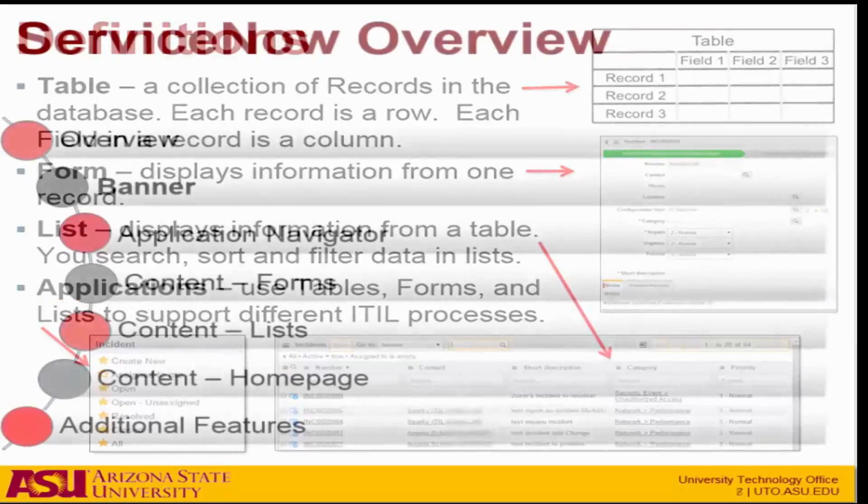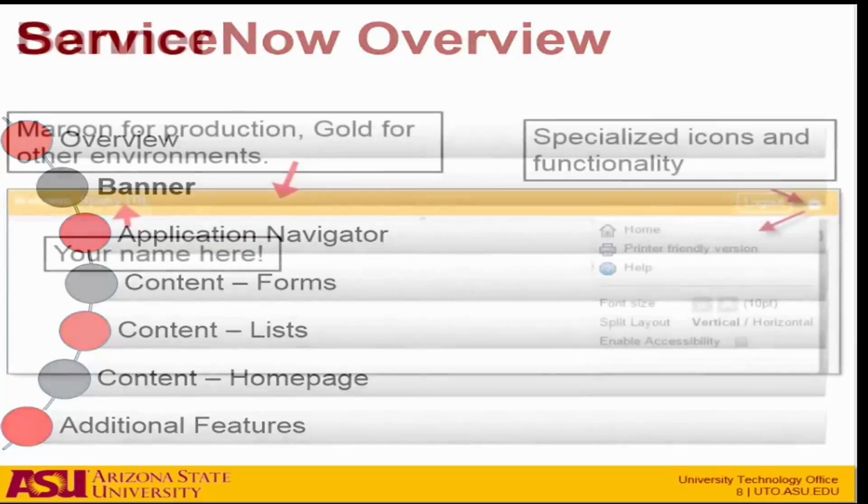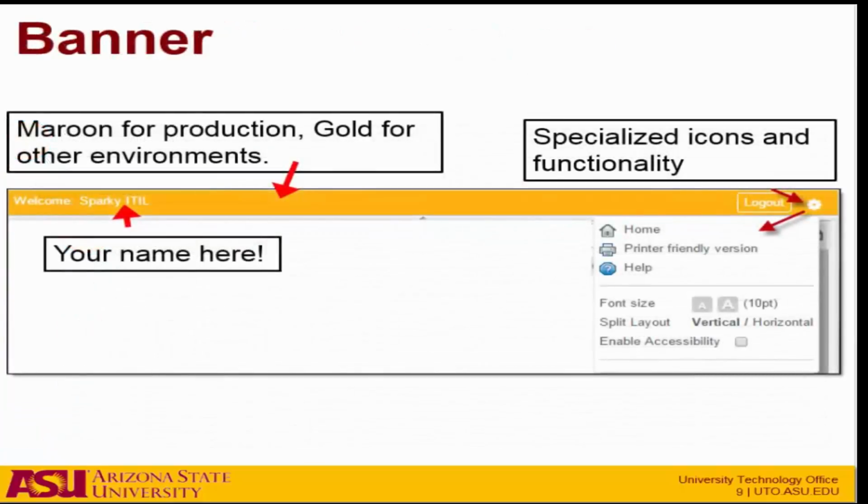Over the top of the interface is the banner. It'll have your name on the left. When you're in production, the banner is maroon. When you're in any of the non-production environments, it'll be gold. In the far right-hand corner is a gear icon. If you click on that, then you'll have all the controls that are listed there.